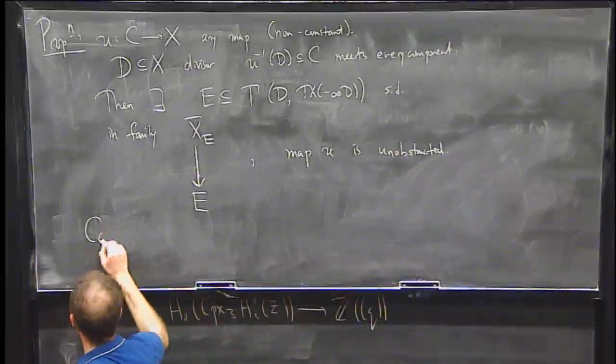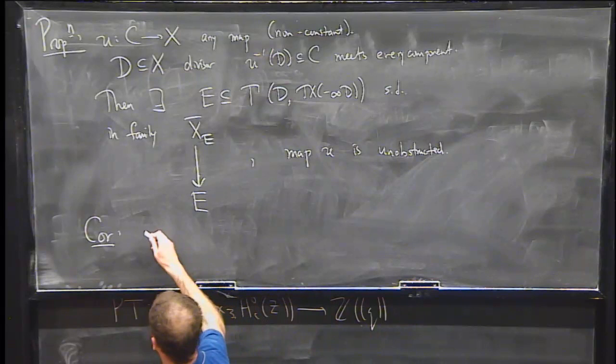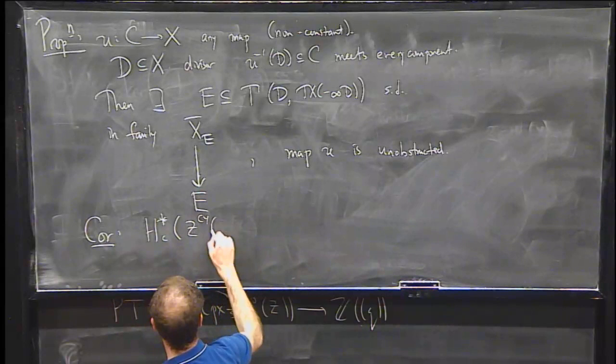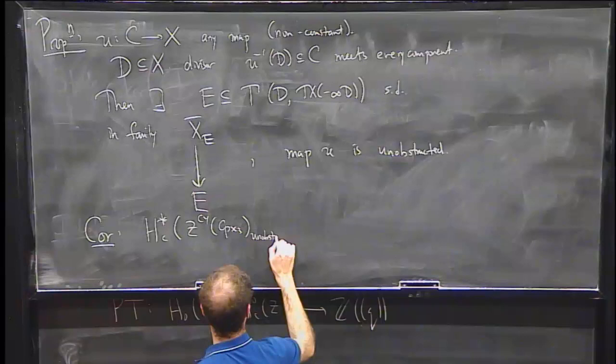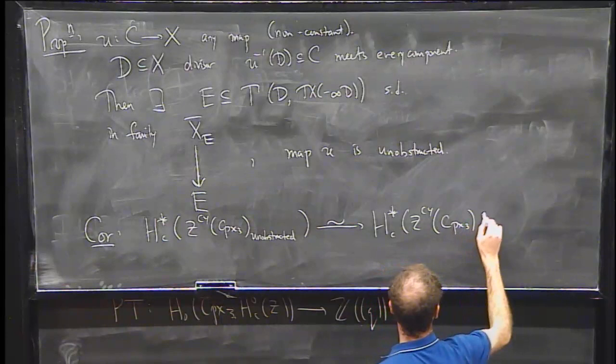And the corollary is that when you're thinking about this huge complex, it suffices to consider just those cycles which are unobstructed. This map is an isomorphism.